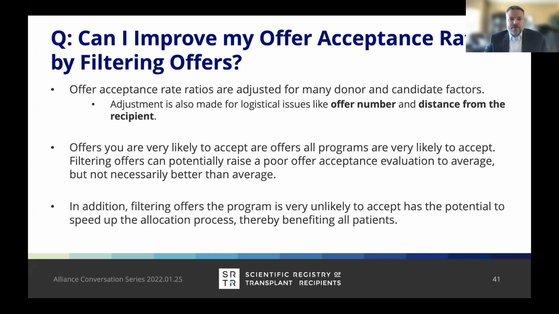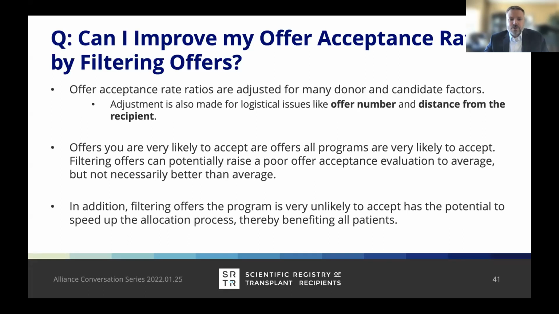One, offer acceptance rate ratios are adjusted for many donor and candidate factors. We also adjust for logistical issues. We know what the offer number is, so we're adjusting for that in the process. We know if 100 people have already turned it down. We also adjust for the distance that donor is from your recipient. So I've heard programs say, well, I entertain a lot of offers from far away, so that's going to hurt me. Well, we take into account how far away that offer is from your recipient.